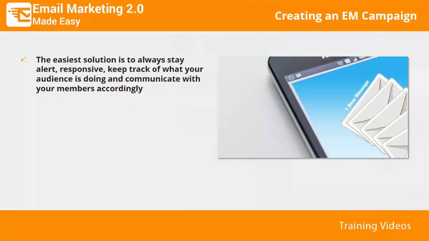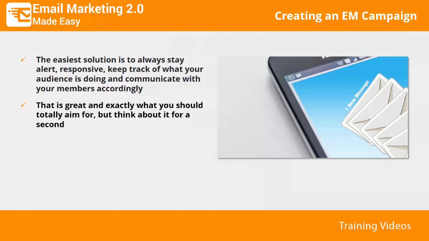The easiest solution is to always stay alert, responsive, keep track of what your audience is doing, and communicate with your members accordingly. That is great and exactly what you should totally aim for. But think about it for a second. Your goal is to have as many subscribers and customers as possible. So how are you going to keep track of all of them once your subscriber list hits a big number? Your email marketing efforts will become a mess.